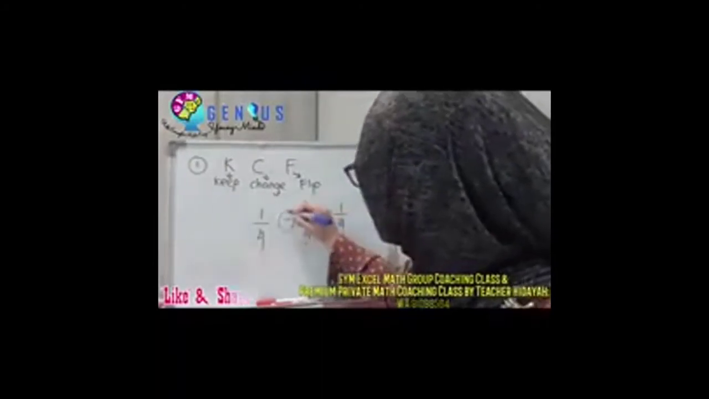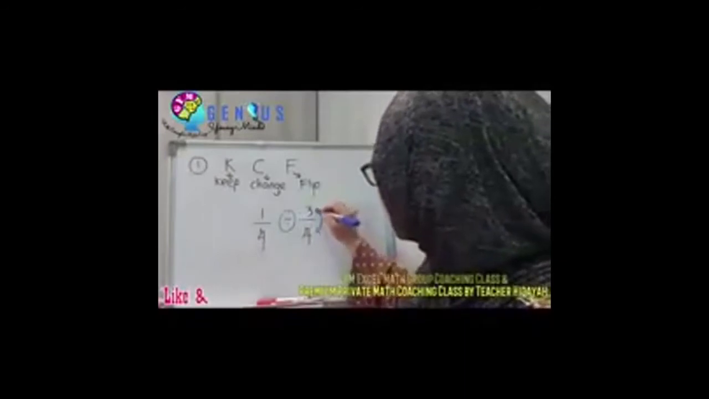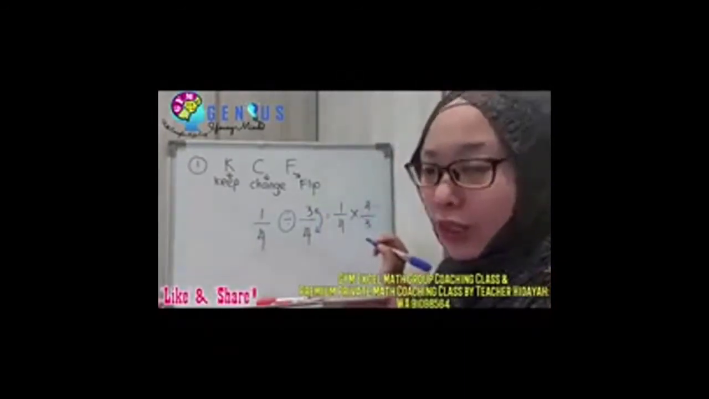So this is how it looks like. We keep this, so 1/4. We change the sign, times, and then we flip this. So this is 4/3. Then what do we do next?